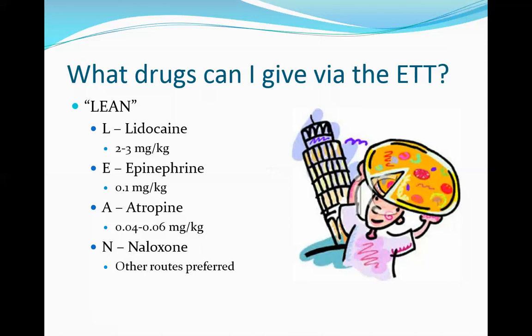as we already talked about, the dose here is 0.1 milligrams per kilo. Atropine, 0.04 to 0.06 milligrams per kilo. For naloxone, it does say other routes are preferred. They don't give a specific recommendation, but it is a drug you can give via the endotracheal tube.